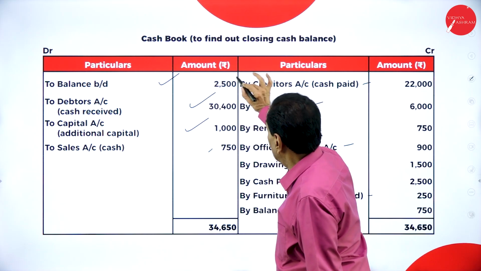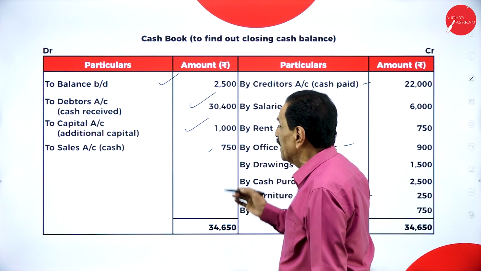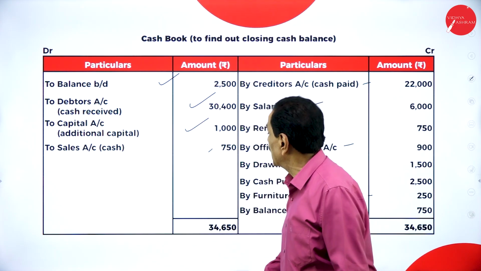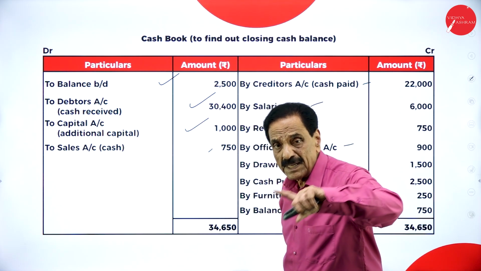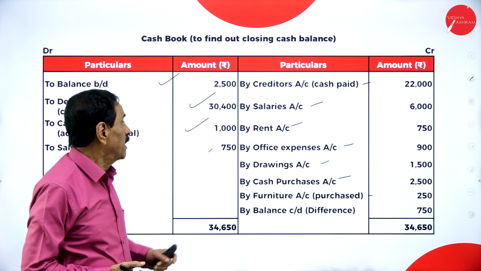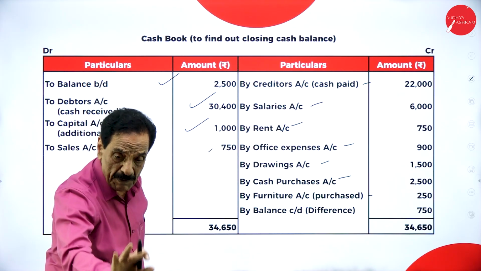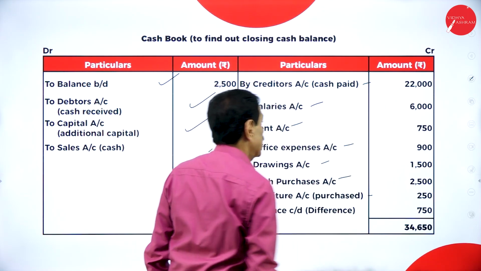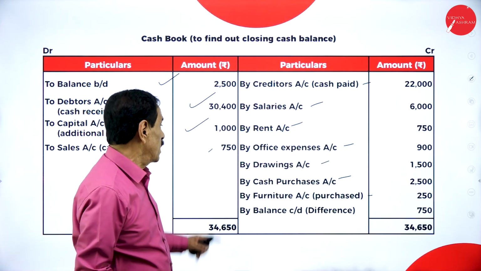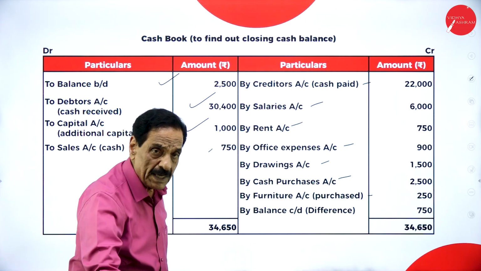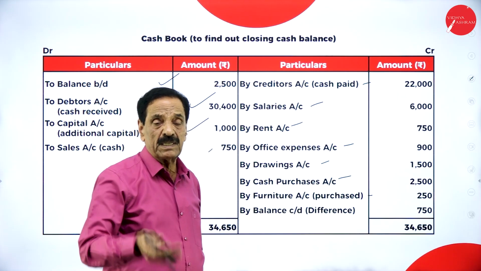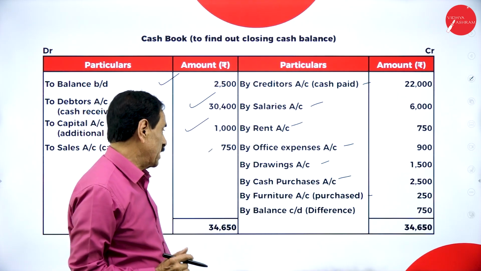So we started with opening balance of 2,500. How much cash received? 30,400. How much additional capital? 1,000. By making the sale, how much you cash received? 750. Your cash account will be raised. We paid to creditor, cash account will be reduced. By salaries, cash account will be reduced. By rent, cash account will be reduced. By office expense, cash account will be reduced. By drawing, cash account will be reduced. By cash purchase, automatically the cash account will be reduced.